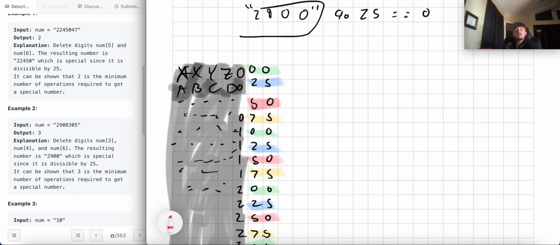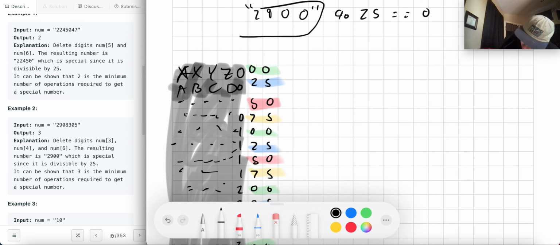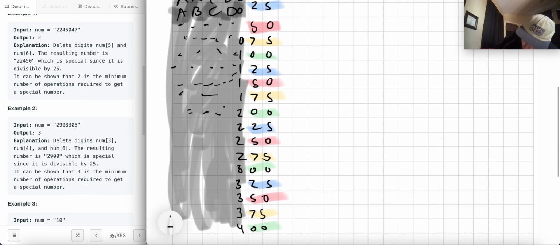All the way to the end of time. Okay, so my goal here really is one simple thing. My goal is to make the last two digits either 00, 25, 50, or 75. That's it.